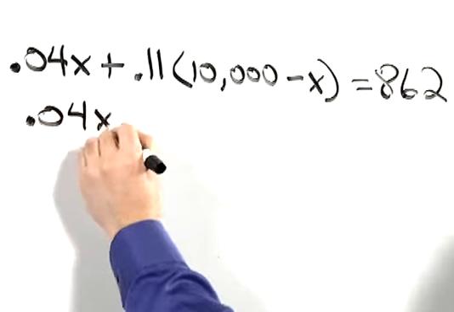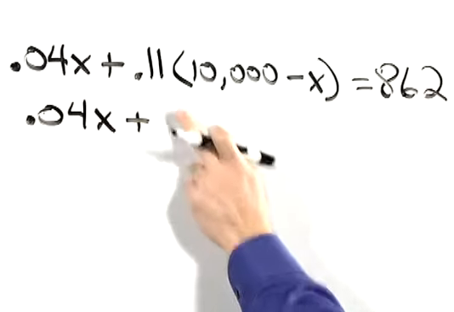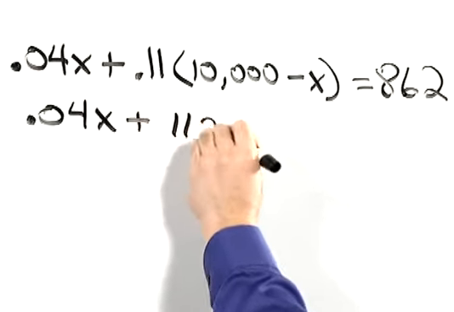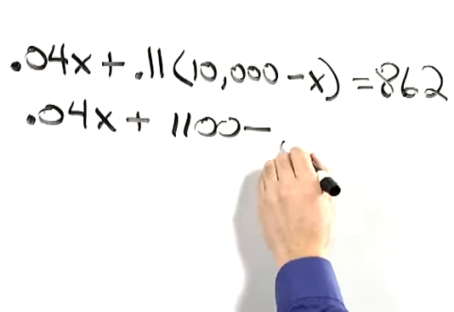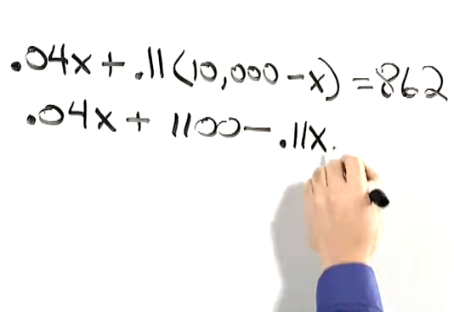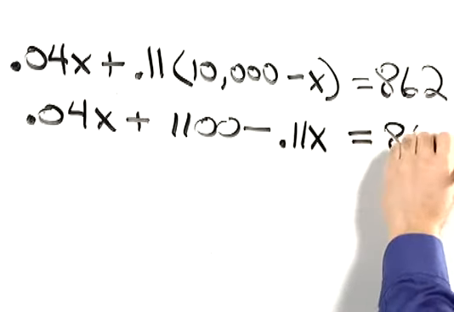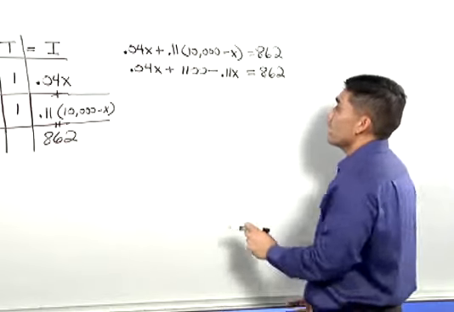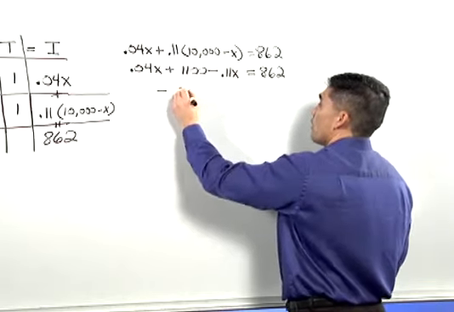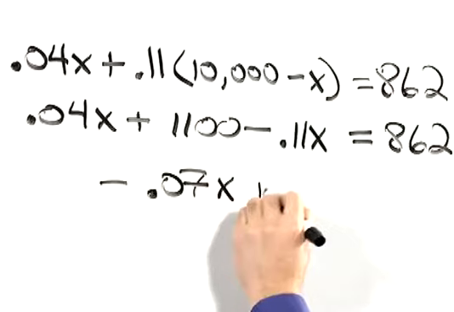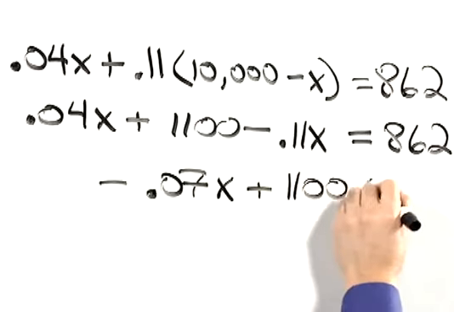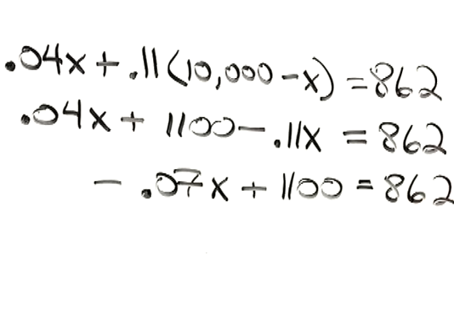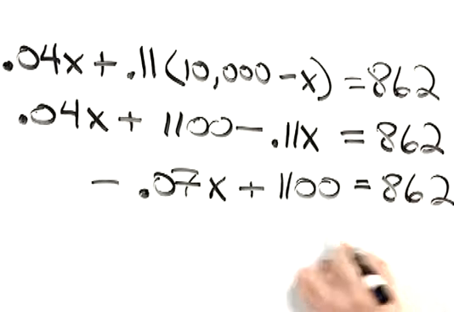0.04x plus 0.11 times 10,000 minus 0.11x equals 862. Combining like terms, negative 0.07x plus 1100 equals 862. Subtract 1100 from both sides of the equation.